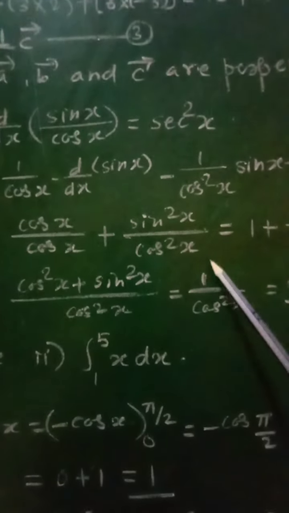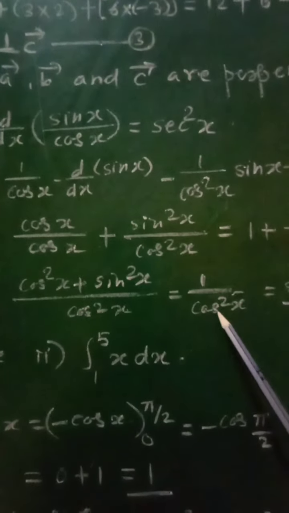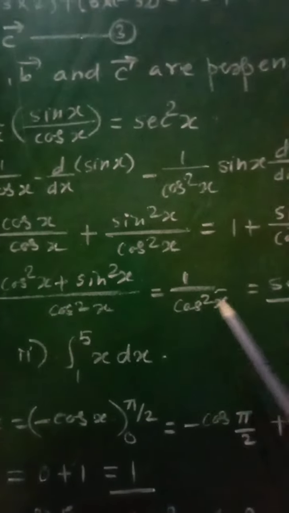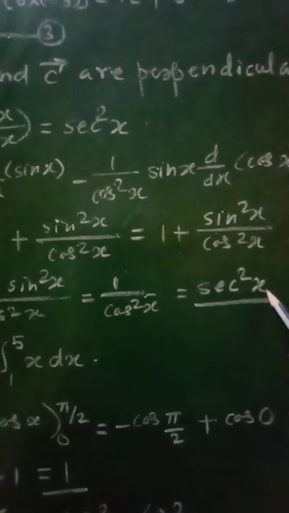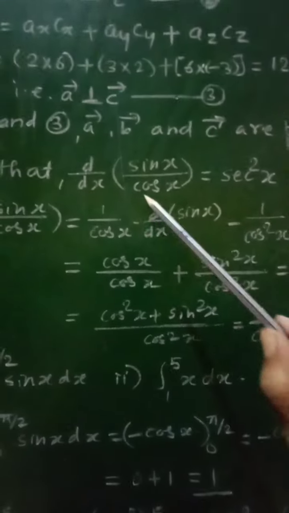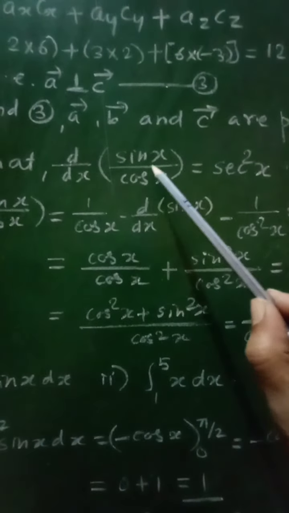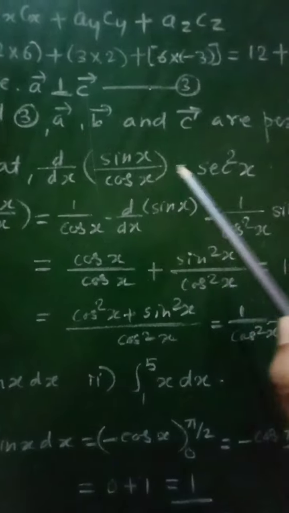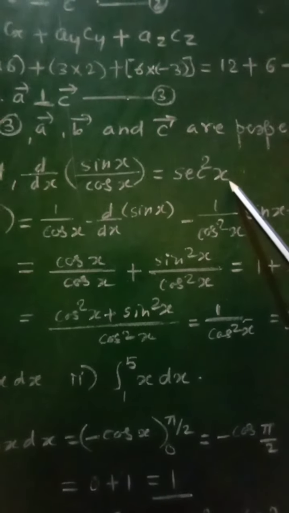But we know that 1 by cos x is sec x, and therefore 1 by cos square x will be equal to sec square x. So this will be the required proof, that is d by dx of sin x upon cos x comes out to be sec square x.